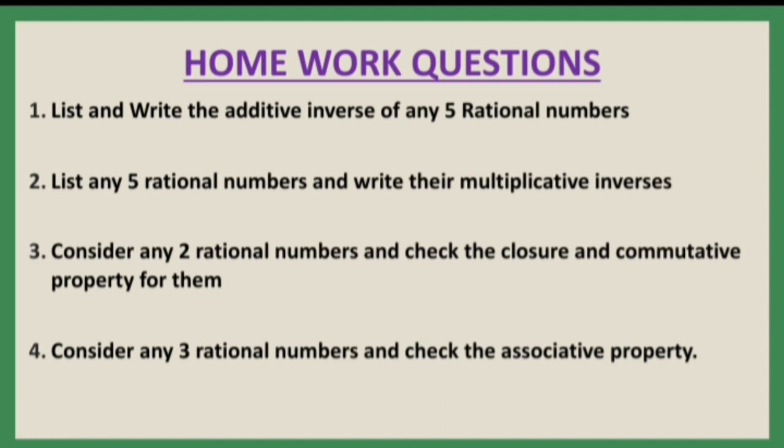Next, question number 3 is to consider any 2 rational numbers and check the closure and commutative property for them. Whatever I said when I explained the properties, you take any 2 rational numbers and apply the closure property for addition, subtraction, multiplication and division. Apply the commutative property for addition, multiplication, subtraction and division, and check whether it is closed under addition or commutative under addition. You have to check it.